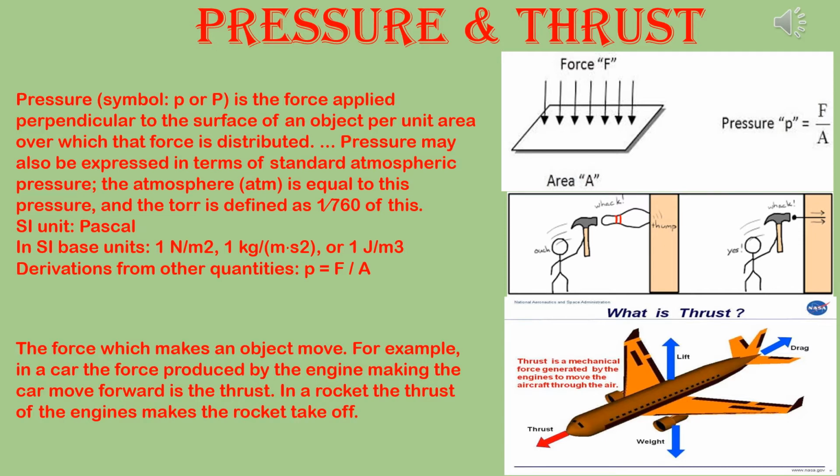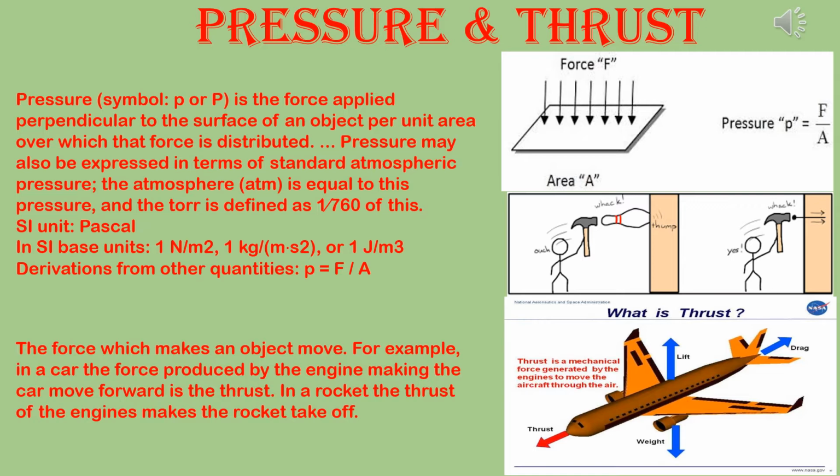Pressure may also be expressed in terms of standard atmospheric pressure. The atmosphere is equal to this pressure, and the torr is defined as 1 by 760 of this. The SI unit is Pascal. In SI base units, it is 1 Newton per meter square, 1 kg per meter into second square, or 1 joule per meter cube. Derivation from other quantities: P is equal to F by A. This is the mathematical expression.